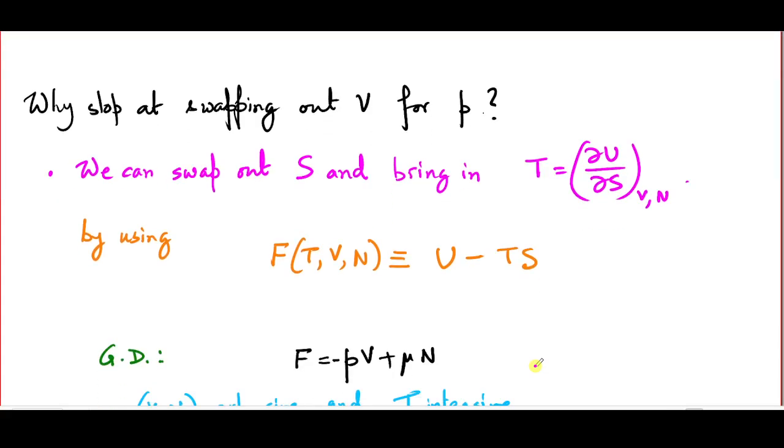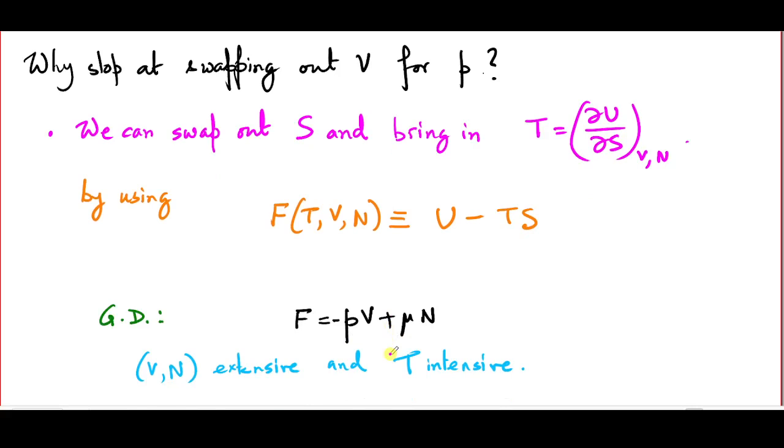Well, we can immediately write down the Gibbs-Duhem version for this. After all, remember U was Ts minus PV plus mu n. Subtracting Ts from that immediately gives us F is minus PV plus mu n. This can also be directly figured out, and I will leave that as an exercise for you, from the fact that among the arguments of F, V and N are extensive and T is intensive, and F of course is itself an extensive variable.